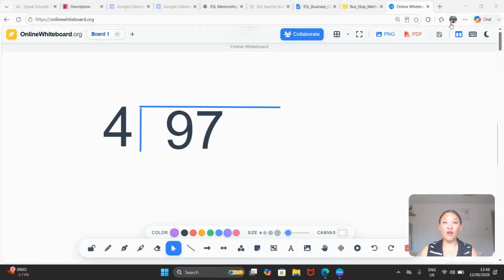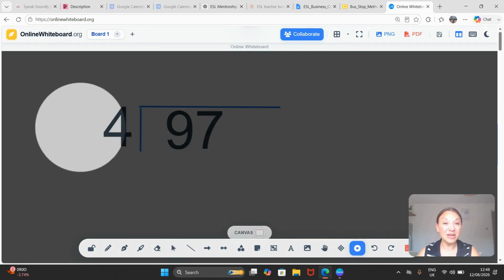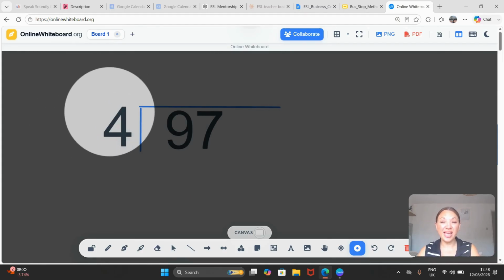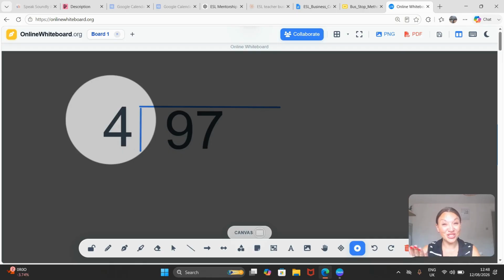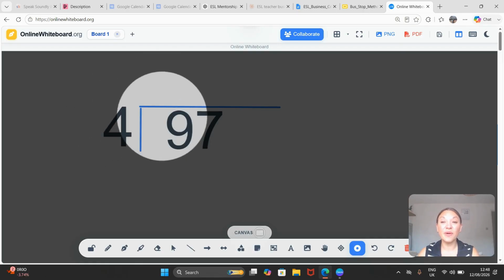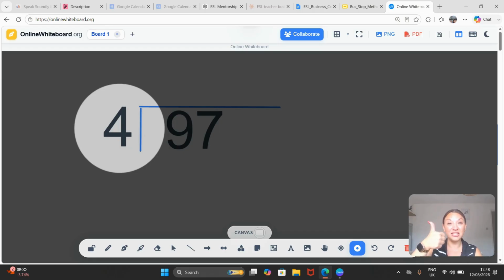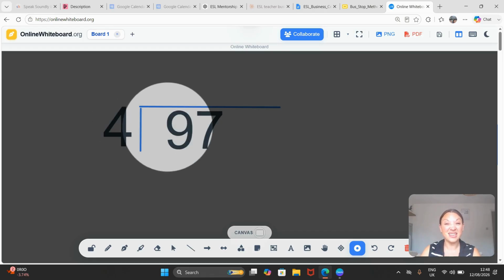Okay, so just like before, we set it up properly underneath our little bus stop. And we're going to look at the number 4 again. So we're always thinking about this number first. So how many times this time, just like last time, does 4 go into 9? How many times can I go do my times tables to get to that number?